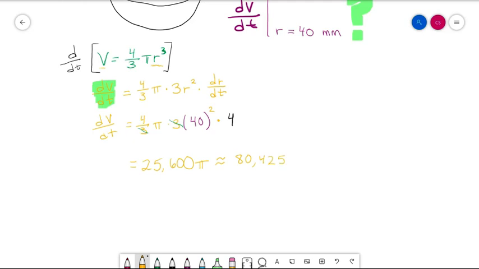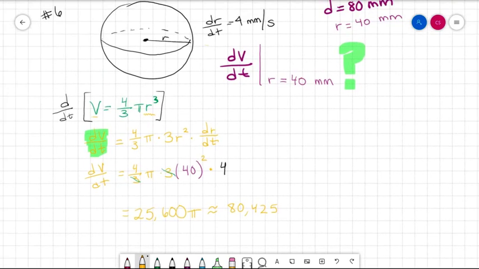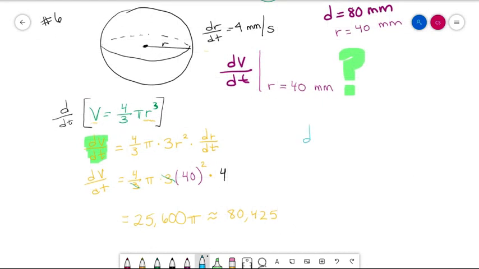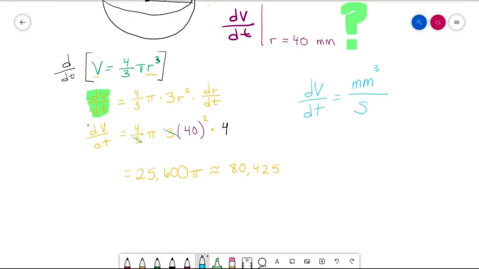Okay, and then let's talk about units. We could definitely go through and do all of our units in the main problem, but also remember dv dt units, we would consider the units of the volume, and volume is always the cubic unit, so millimeters cubed. Perimeter is millimeters, or distance is millimeters, area is millimeters squared, volume is cubed. And we're looking at that in terms of seconds. So the change of the volume when the radius is 40 millimeters is this number we just calculated, millimeters cubed per second. All right, and there you go.